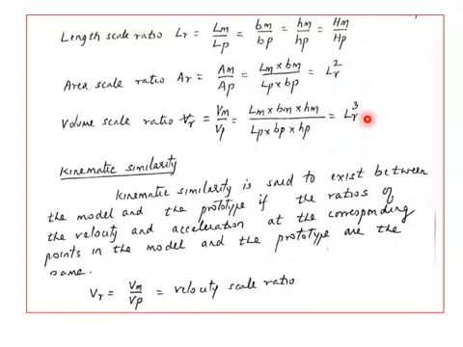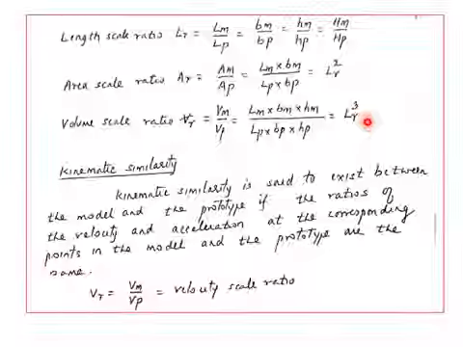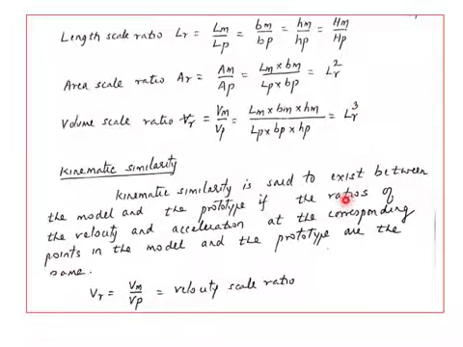So now what is kinematic similarity? Kinematic similarity is said to exist between the model and the prototype if the ratios of velocity and acceleration at the corresponding points in the model and the prototype are the same. So for example, if you have the velocity in the model which is measured in the tailwater, the same thing you measure in the prototype at the same corresponding point. So that ratio, if you take velocity in the model to the velocity in the prototype, is known as the velocity scale ratio.